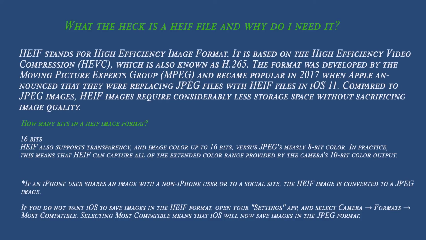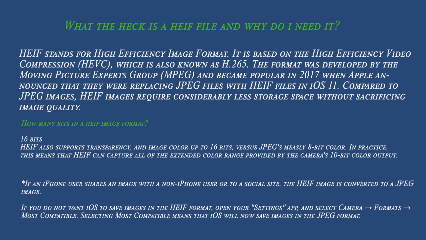There are 16 bits, and HEIF also supports transparency, and the image colors up to 16 bits versus JPEG's measly 8-bit color. In practice, this means that a HEIF can capture all the extended color range provided by the camera's 10-bit color output.